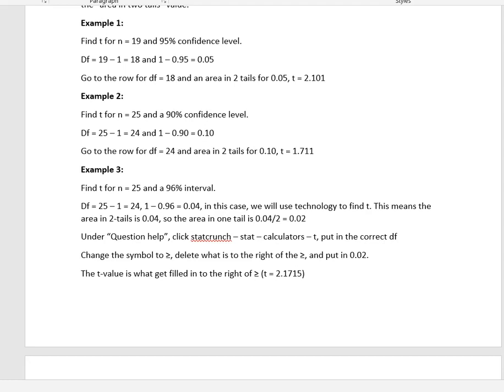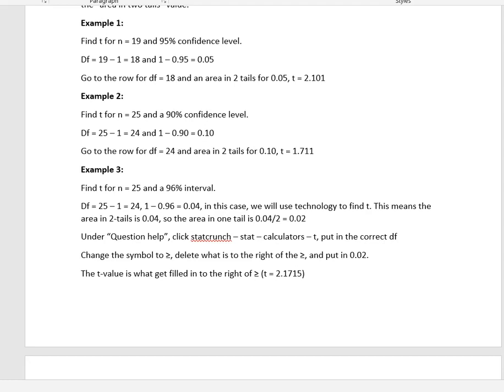Example 2. Find t for n equals 25, 90%. df equals 25 minus 1 is 24. 1 minus 0.9 is 0.10. Go to the row for df is 24 and an area in two tails for 0.1. t equals 1.711.